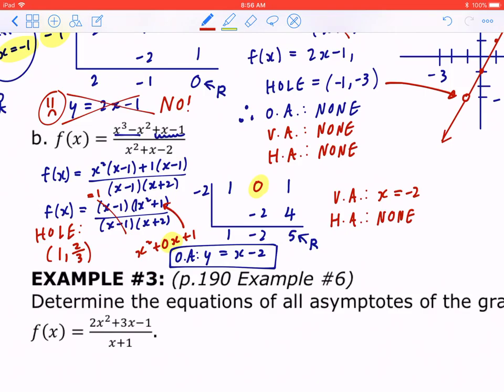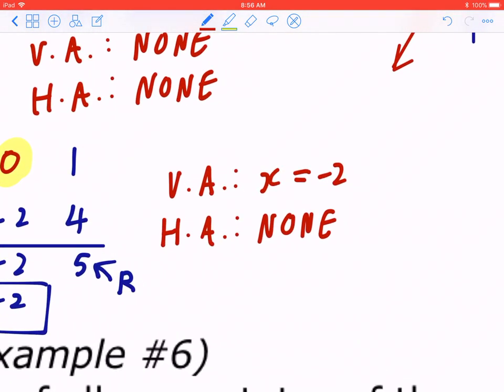Again, the mistake is a lot of students would say, oh, x can't be 1, so write down 1 as well. And this is not how you do it. Because there's a hole at that location, the only vertical asymptote is x equal to negative 2.